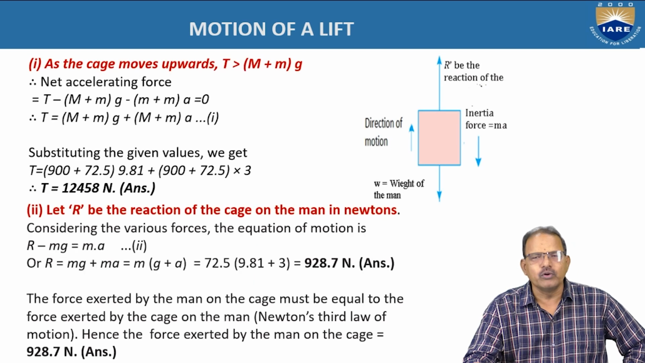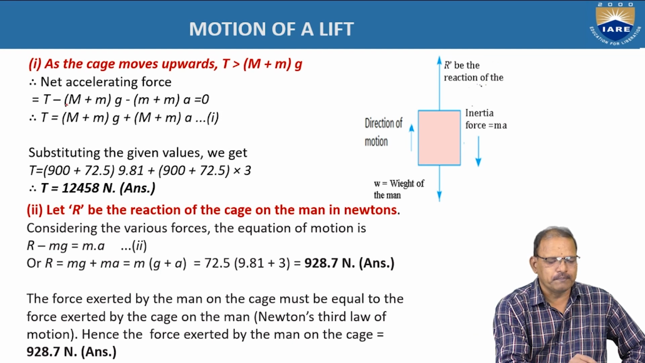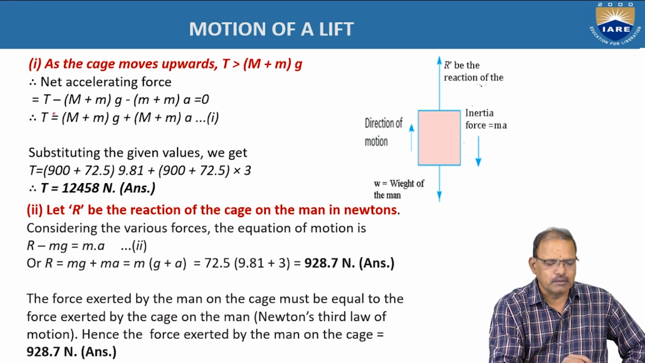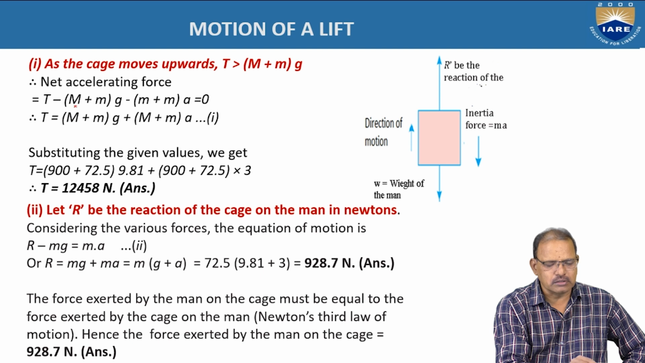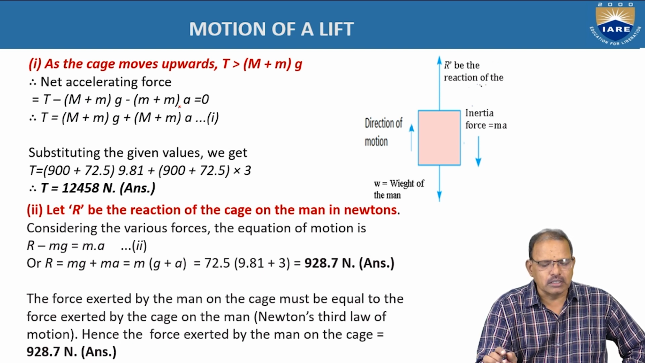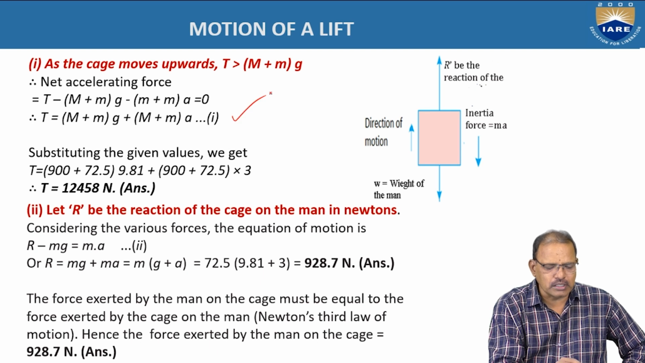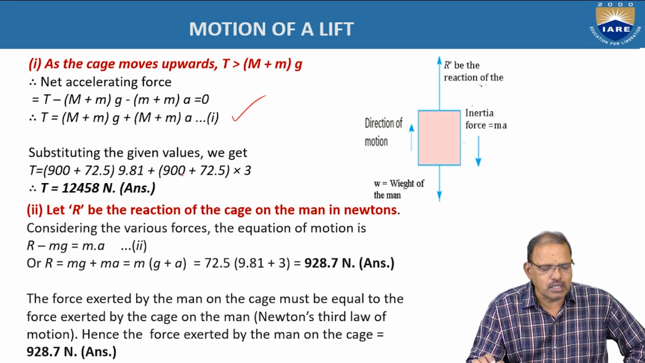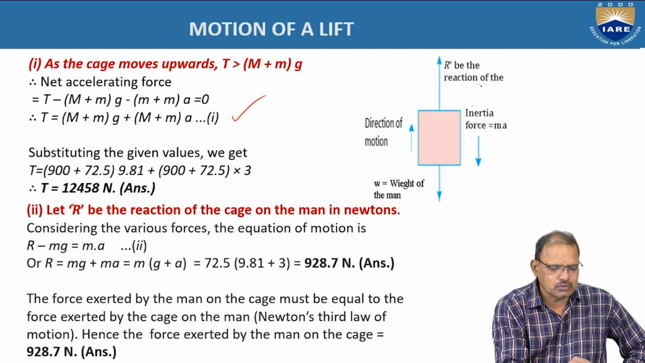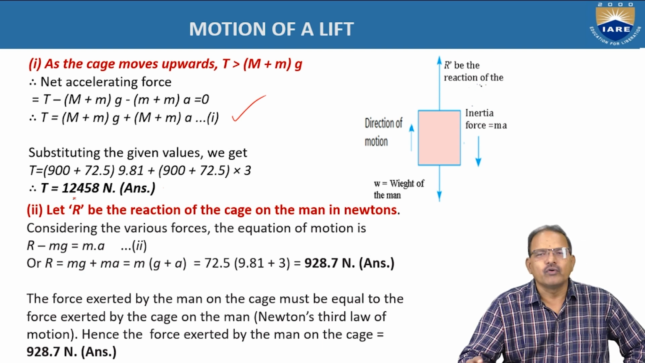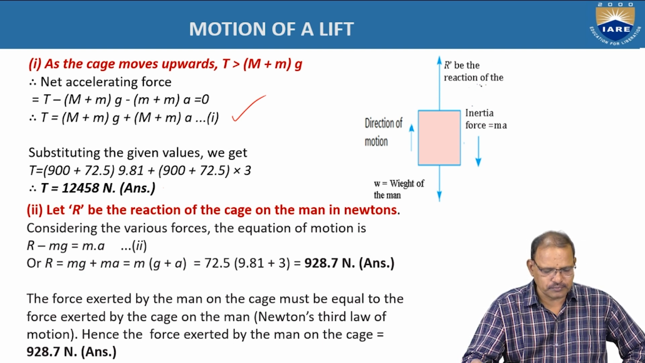As the cage moves upwards, according to D'Alembert's principle, T is balanced by the weight acting in downward directions, capital M plus small m into g, and the inertia force, which is also acting in downward directions, capital M plus small m into a. From this relationship we get T equal to 12,458 newtons.